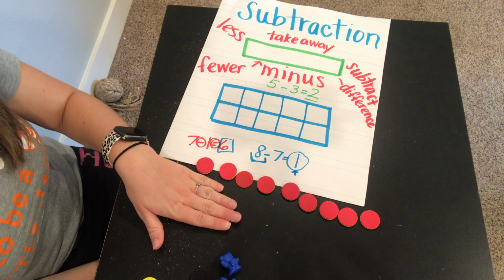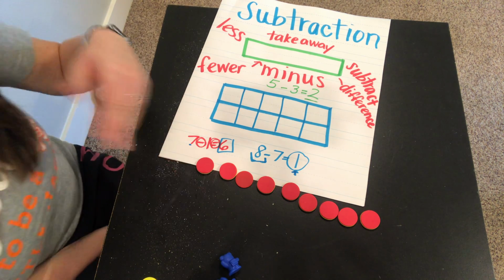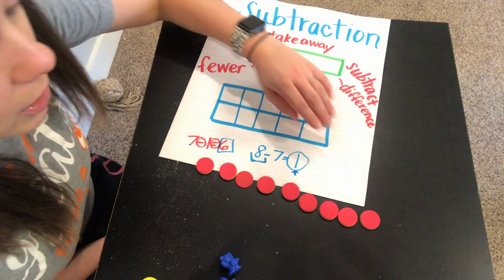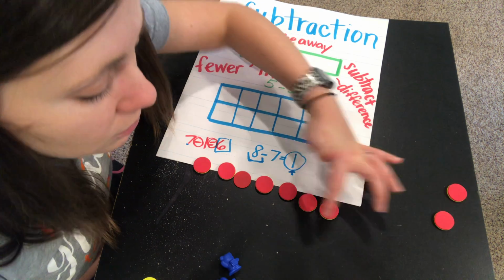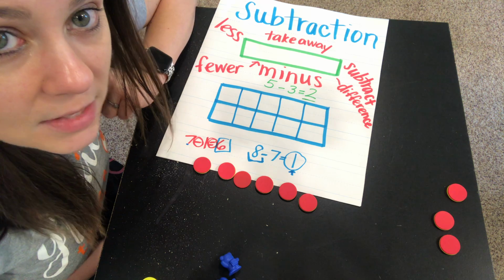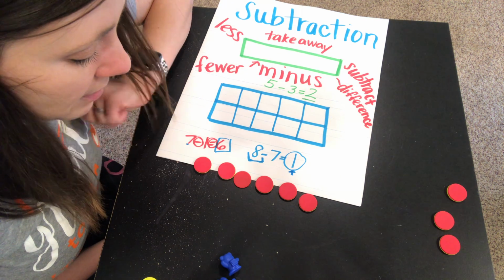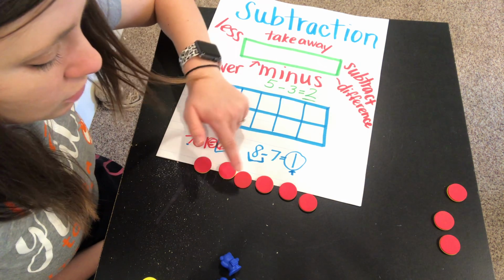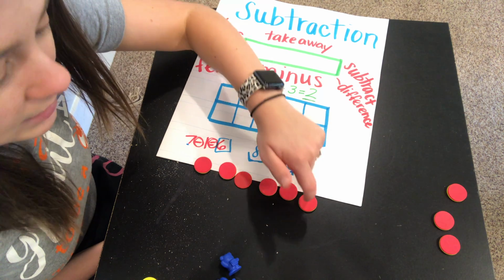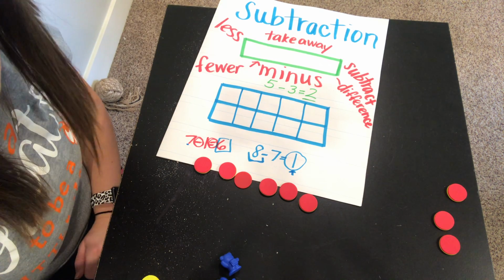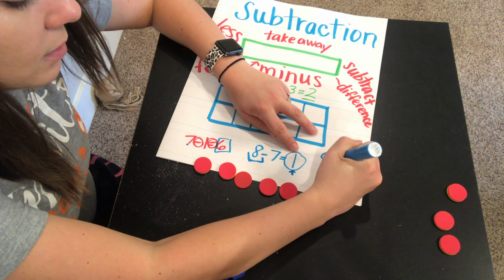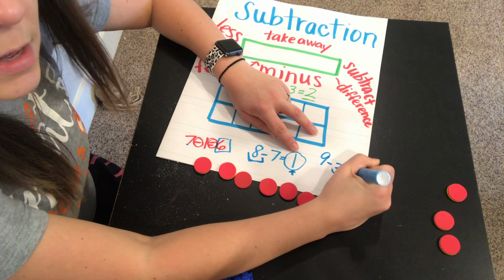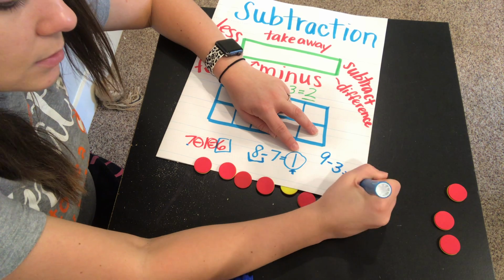How many basketballs does Vincent have now? All right, so he started with 9, and then 3 of the basketballs lost their air and got deflated, so I'm getting rid of them. 1, 2, 3. How many basketballs does Vincent have now? 1, 2, 3, 4, 5, 6. He has 6 basketballs still. So 9 minus 3 equals 6.